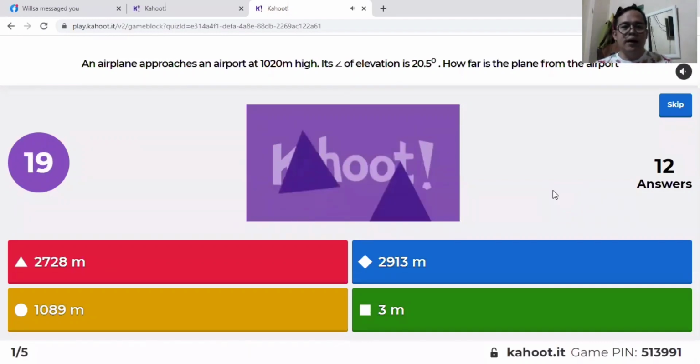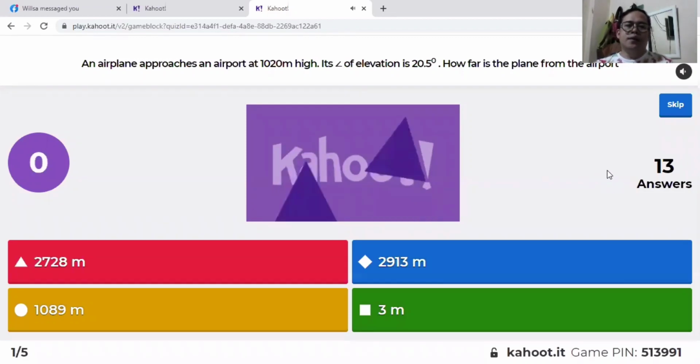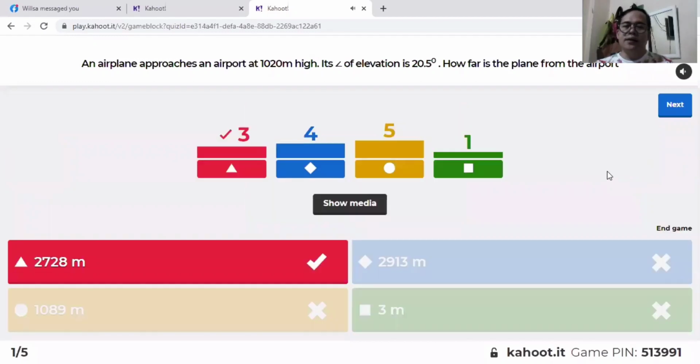Okay, 20 seconds left. I'm still waiting for others to answer. You have 10 seconds left. Please now press the correct answer. And 5 seconds. And the correct answer is the red one.